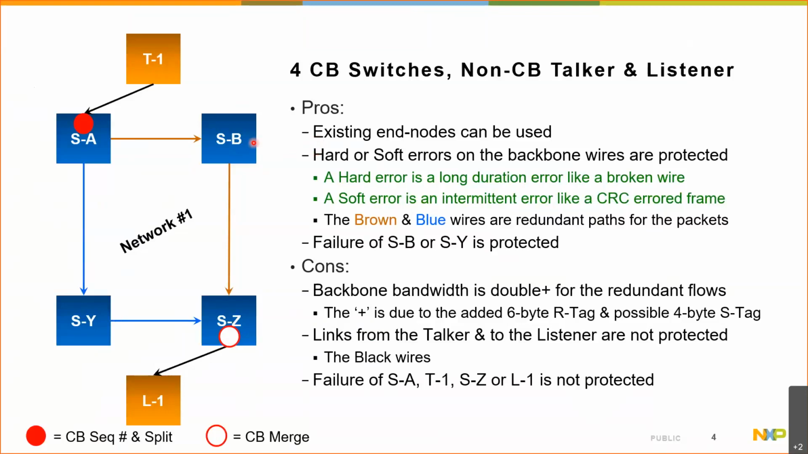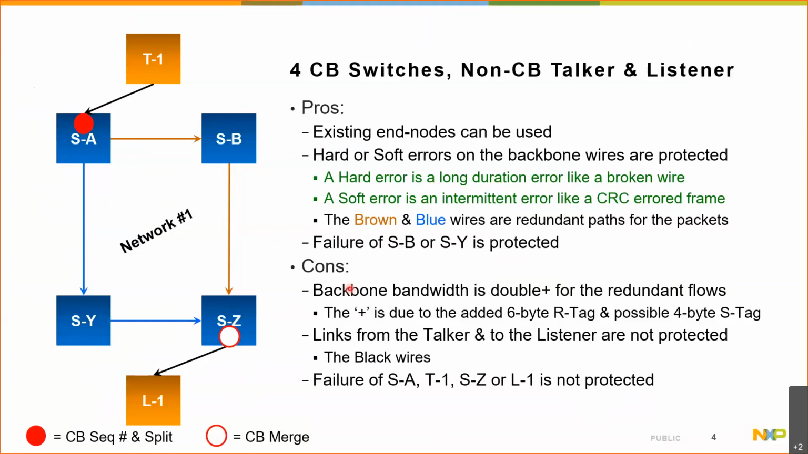Now, we're defining a hard error as a long duration error, like a broken wire, and a soft error as an intermittent error, like a CRC errored frame. And so that's where these brown and blue wires are the redundant paths in the network. And so even a single switch failure, if it's switch B or switch Y, is protected.